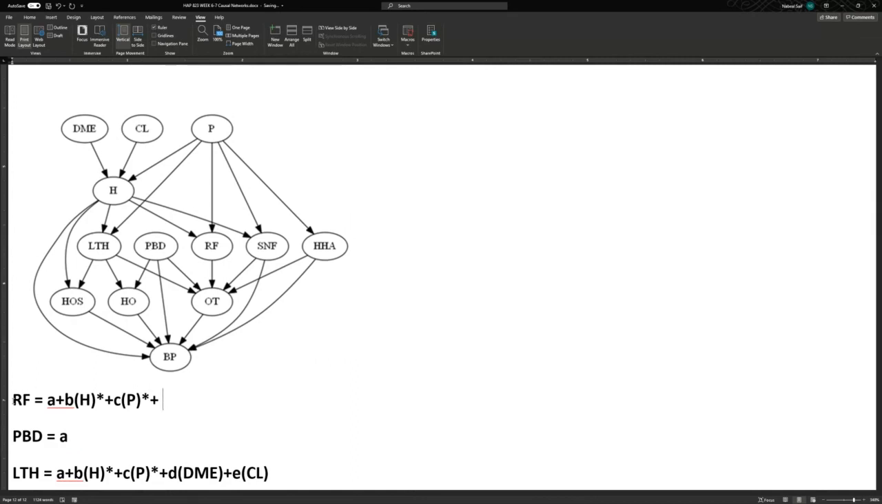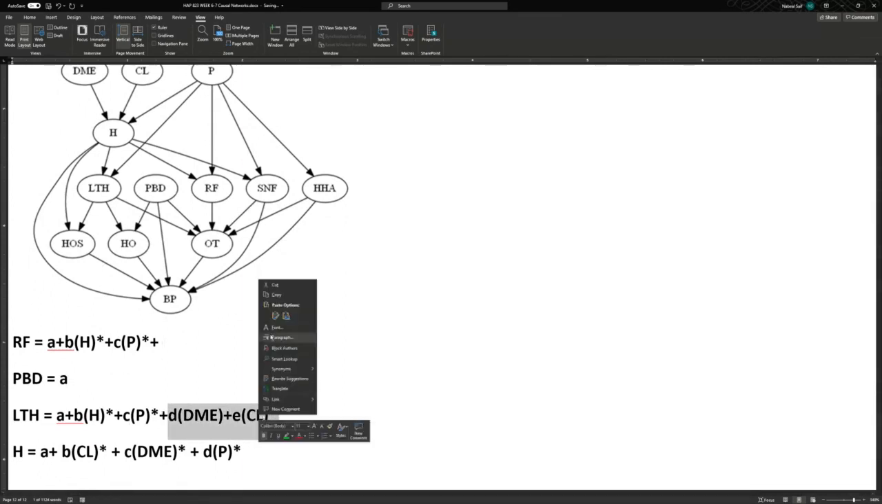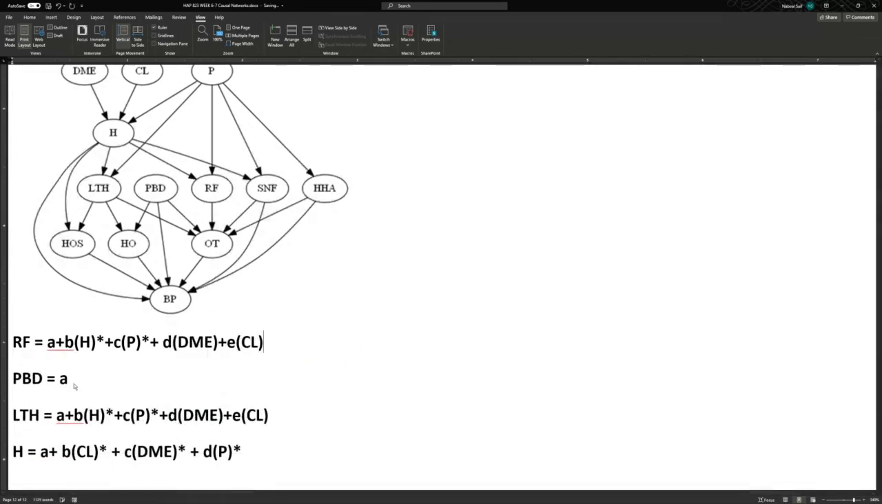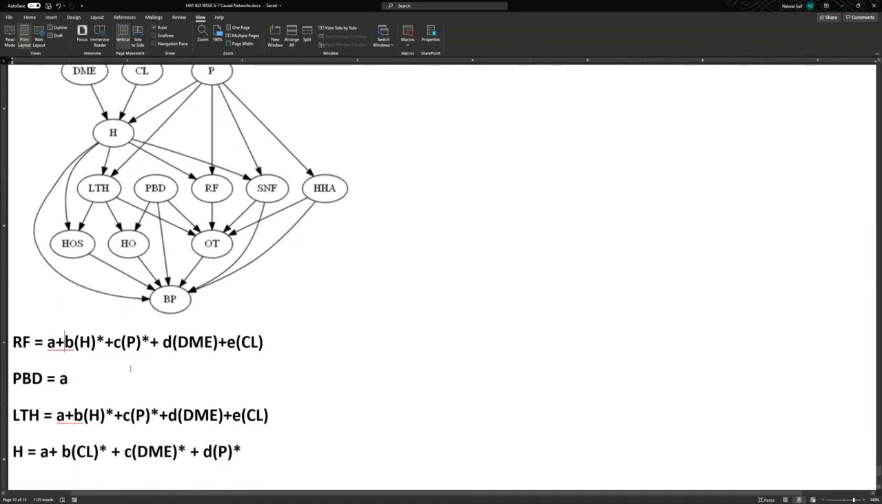Okay, RF goes there, and then it goes H, and then CL, and then here I can just do like that. So RF will equal A plus BH, CP. And then from, oh, but wait a minute, from H, yeah, that is correct. DME and CL. I think that's correct, yes.